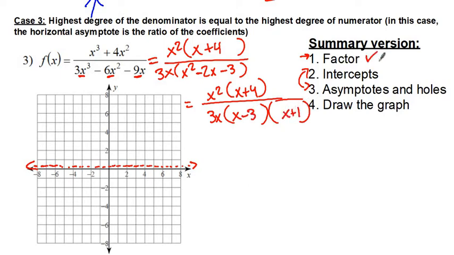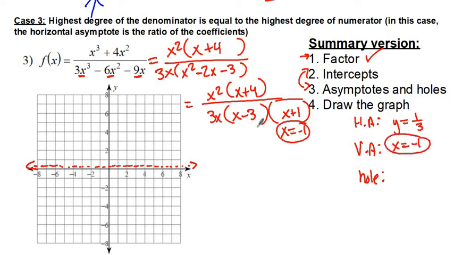Okay, so we've factored. Now let's find the asymptotes. We already found the horizontal asymptote. That was y equals 1/3. The vertical asymptotes are anything that makes the denominator 0 unless we have a hole. So we're actually going to have both of those. In this case, we'll have both a hole and a vertical asymptote. So the vertical asymptotes, there's two. X equals -1 is a vertical asymptote because that makes that one 0. X equals 3 is a vertical asymptote.